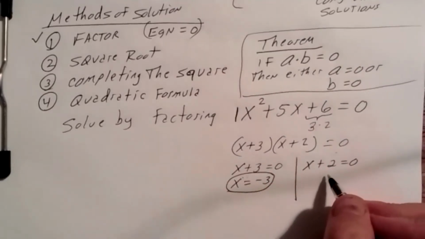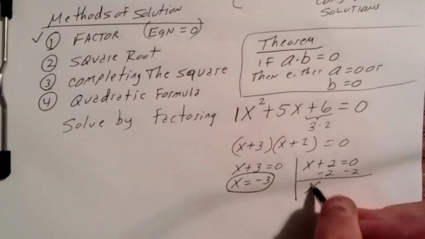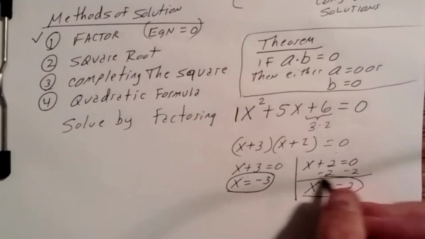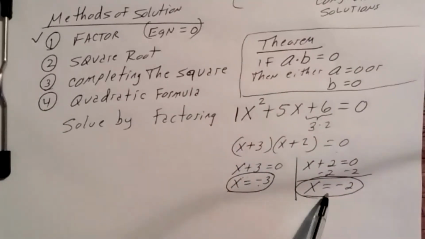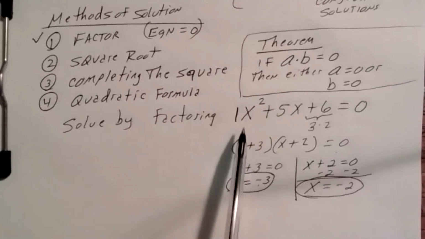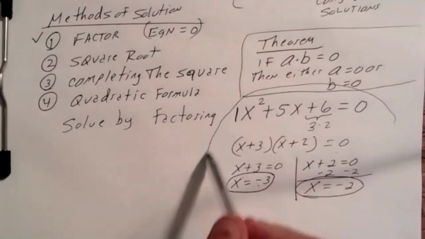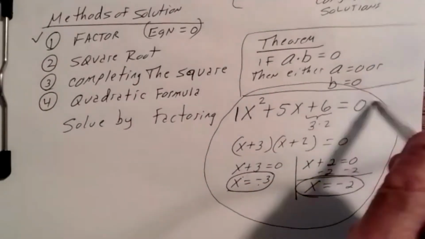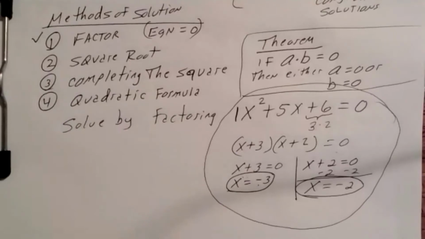To find the necessary second solution, we solve this linear equation by subtracting 2 from both sides, and we get x is equal to -2. Ladies and gentlemen, we now have the 2 solutions to this quadratic equation, -2 and -3. This technique was called what? What technique did I just demonstrate for solving this quadratic equation? The factoring method. Everybody see the factoring method in action, because we're able to factor the left side. That's the factoring method.